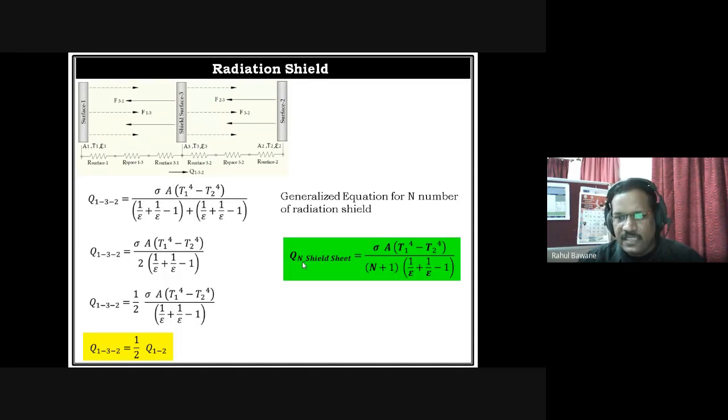So if there are n number of shields, what is the rate of heat transfer? 1 upon n plus 1 times the without-shield rate of heat transfer. Suppose, as an examiner, my question is: without any shield the rate of heat transfer is 100. What is the rate of heat transfer if I insert two radiation shields between the two? So n is 2, so n plus 1 becomes 3. So 1 upon 3 times 100 will be the rate of heat transfer.